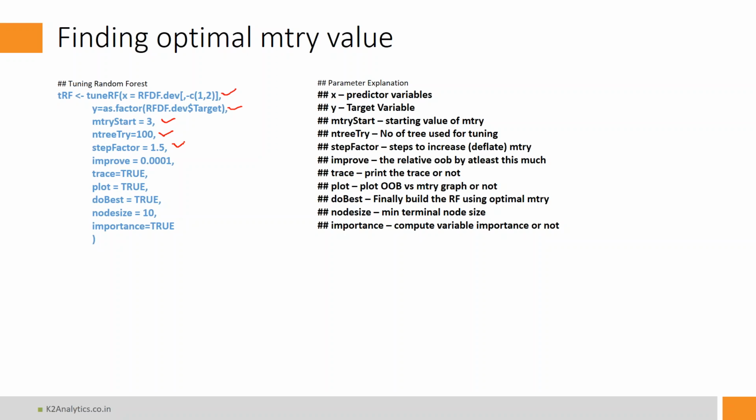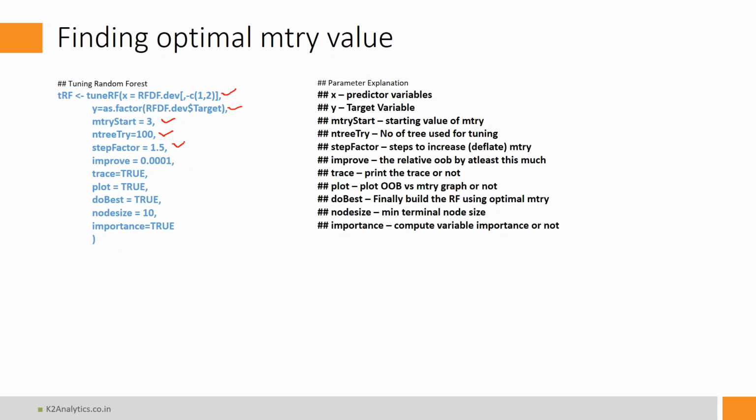Too low an M, each model will be weak. So again, there will be a problem. So this tuning, what it does is it keeps playing with the number of M and tries to find the optimal M by seeing the out of bag error rate.